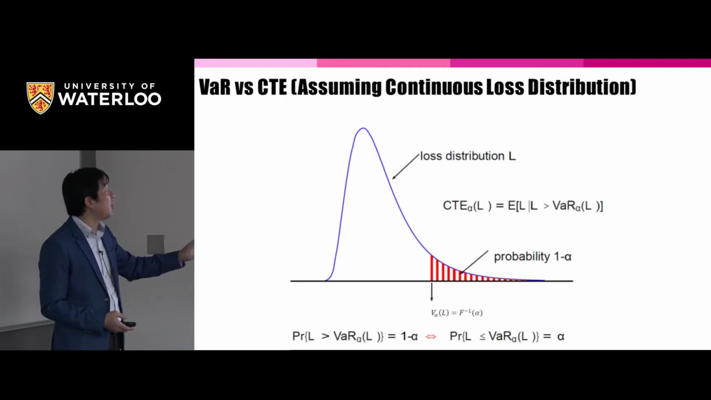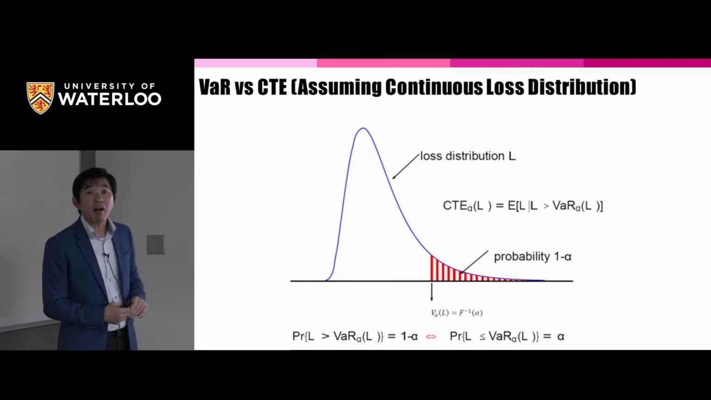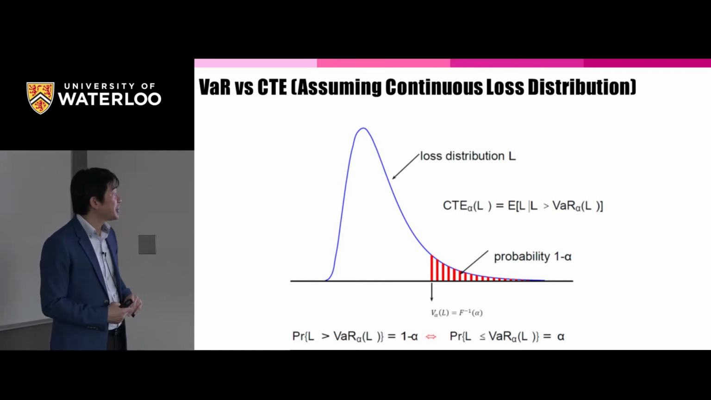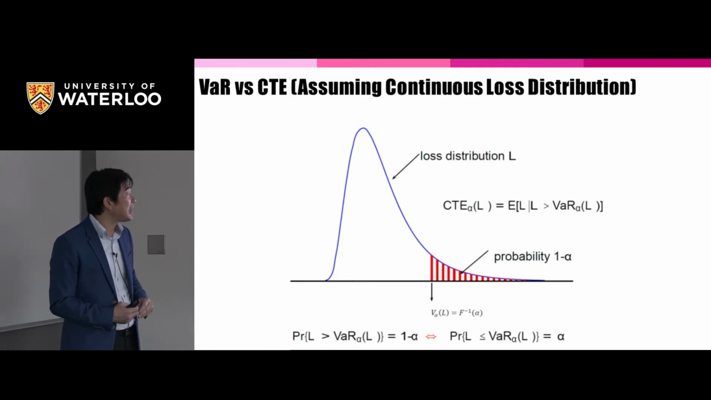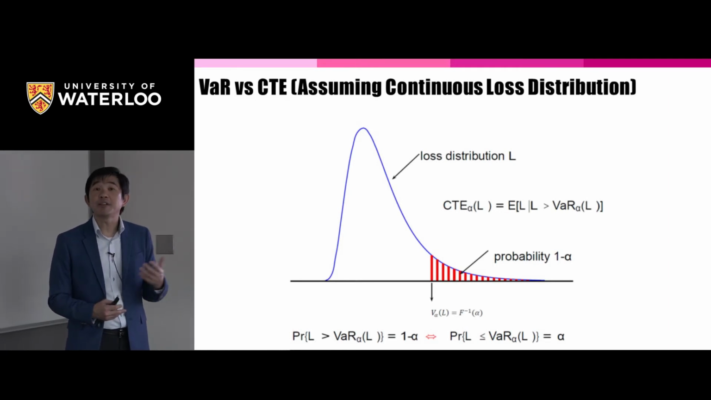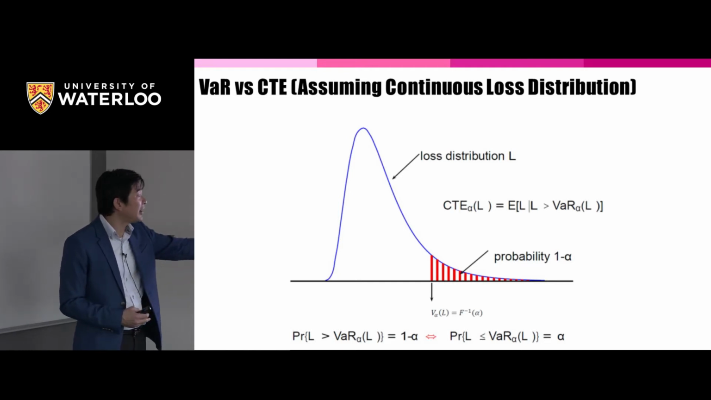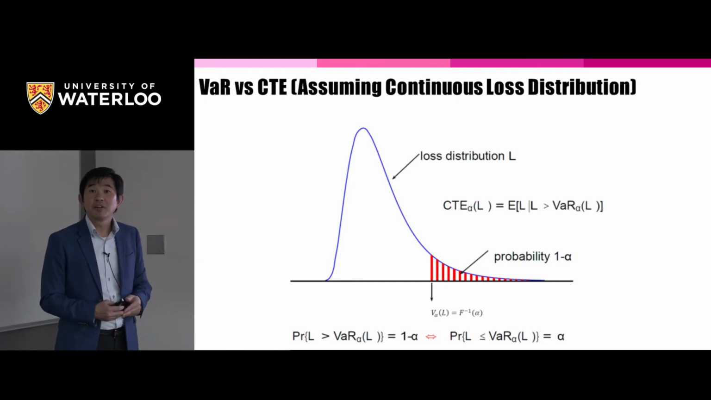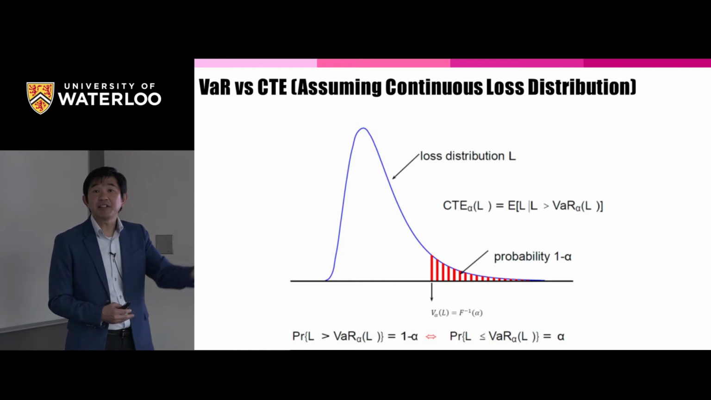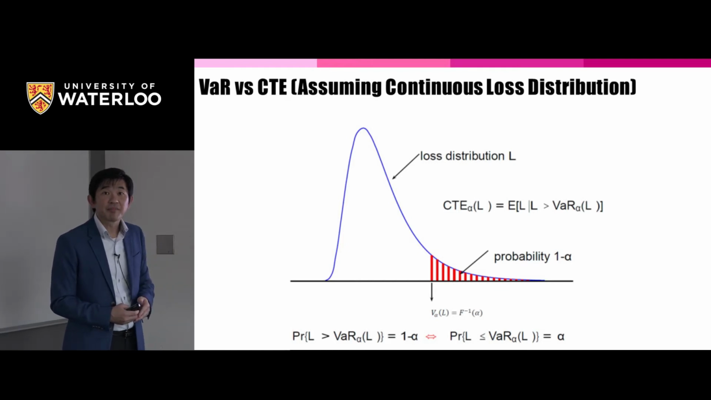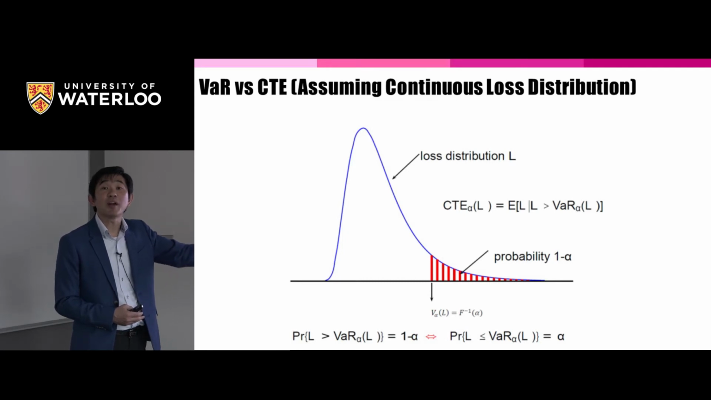Again, a quick review on the difference between VAR and CTE. As you probably know, VAR essentially is a quantile risk measure. For example, if alpha in this diagram represents, let's say, 99%, VAR simply represents the 99% quantile.